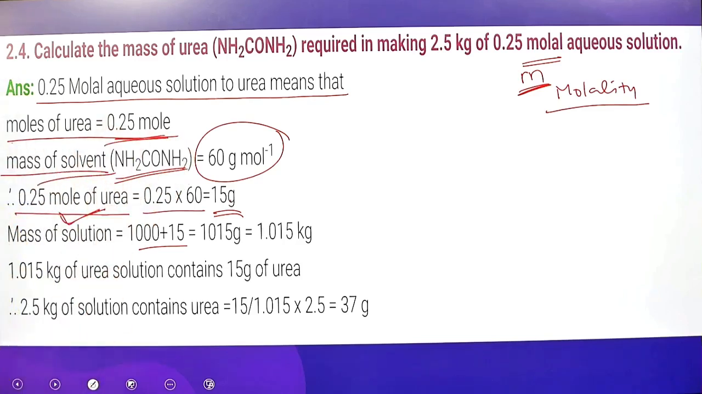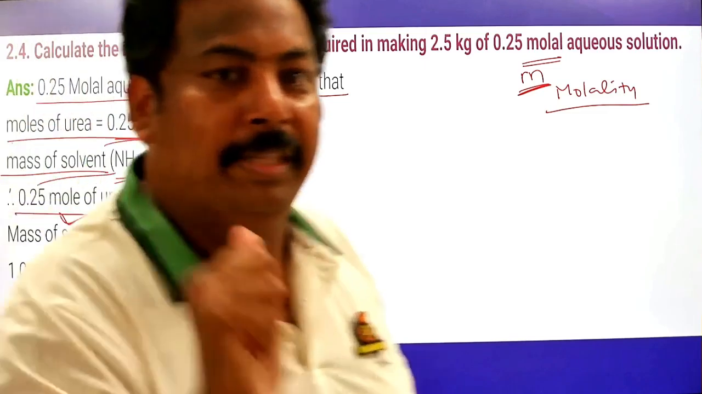What does it mean? Moles of urea in the 2.5 kg of aqueous solution is 0.25 moles. So the number of moles of urea is 0.25 in the 2.5 kg of solution. Am I right? Who does not agree with this? Number of moles of urea is 0.25 in 2.5 kg of that aqueous solution. Who does not agree with this statement?